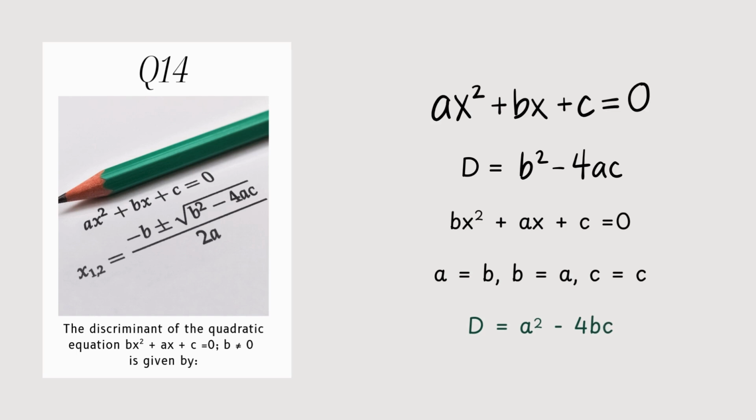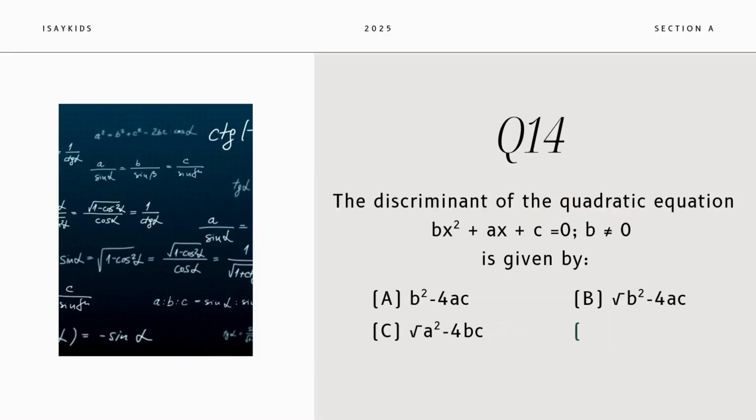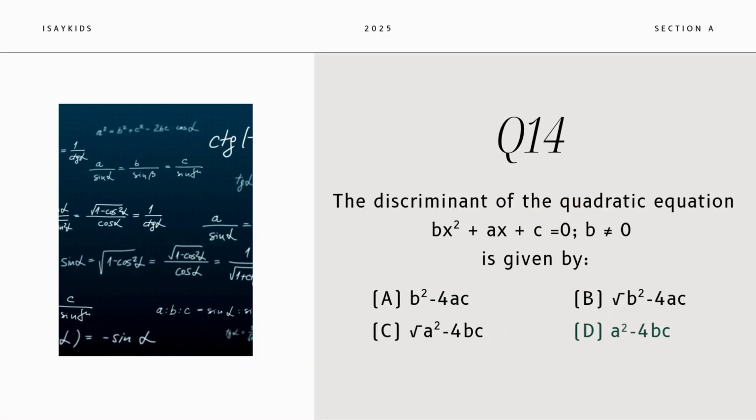Now, we know that discriminant helps us determine the nature of the roots of an equation. So, can you tell me in the comments below what kind of roots would you get if discriminant is positive? Our correct option is option D.